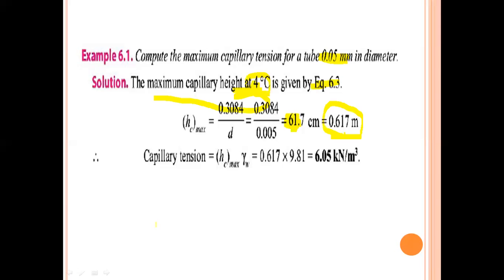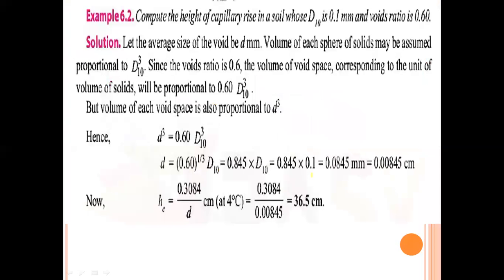Then finally the capillary tension SC maximum equals HC maximum into gamma W. Gamma W is the unit weight of water, 9.81. So the maximum capillary height 0.617 into the unit weight of water 9.81 equals 6.05 kilonewton per cubic meter. So write the next problem.